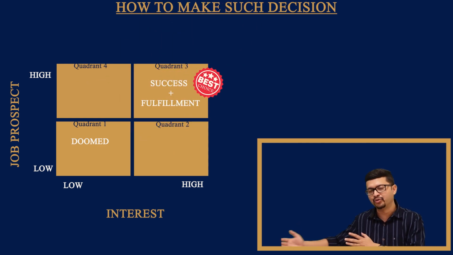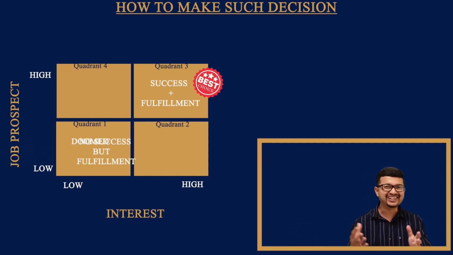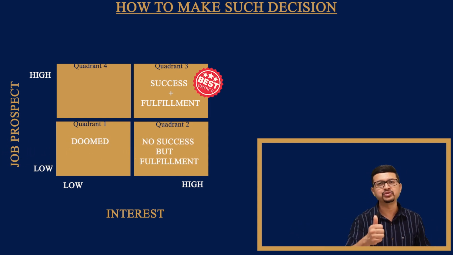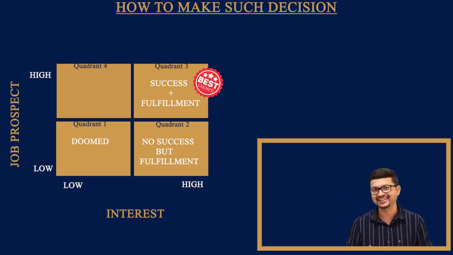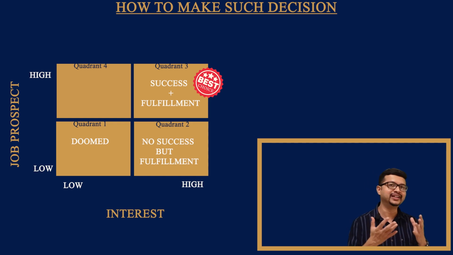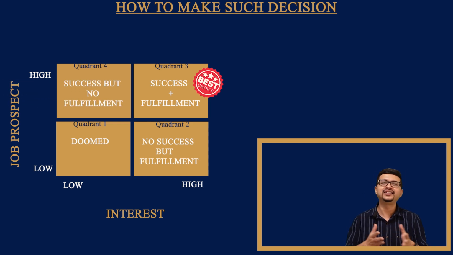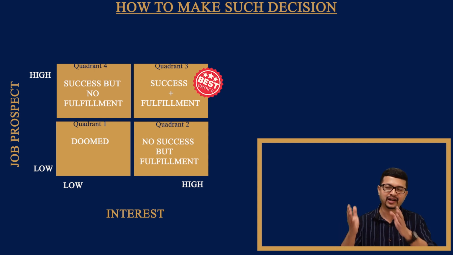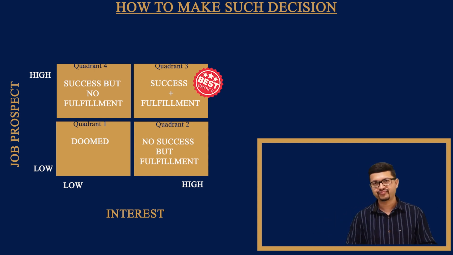If you look at quadrant 2, you will have great fulfillment because you are interested in what you are studying, but you may not have success necessarily. Again, I'm talking of probabilities, not certainties. And quadrant 4 is where you will get success, but you never know what happens to your fulfillment. And I can tell you a vast majority of people are stuck there, and that's why there is so much mediocrity omnipresent everywhere. So how should you be approaching it?